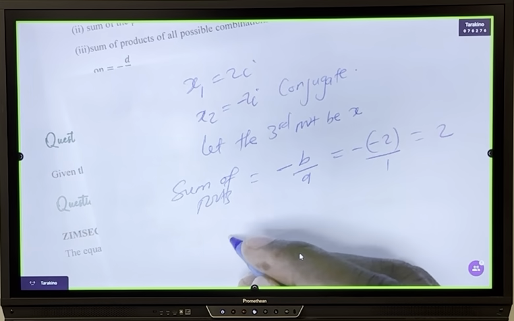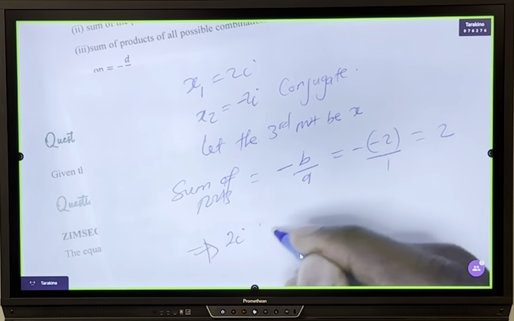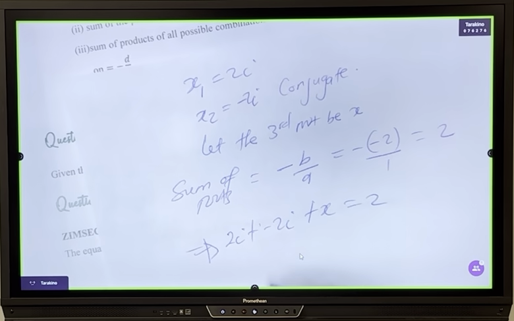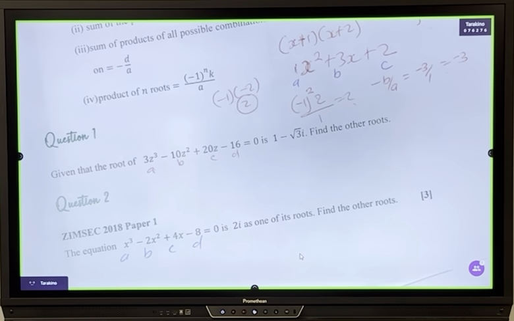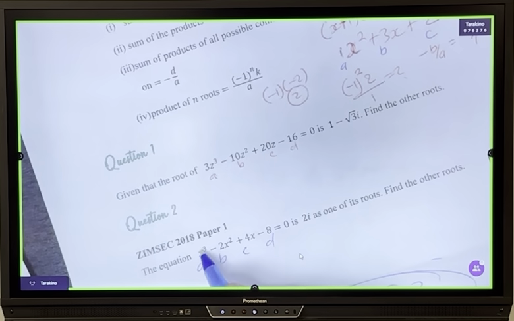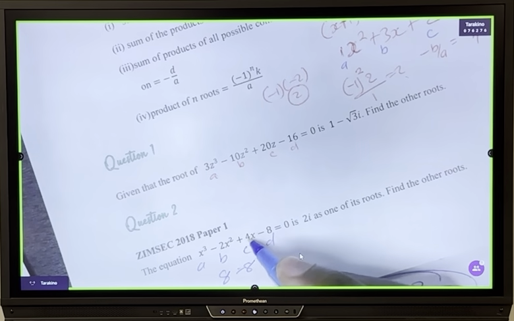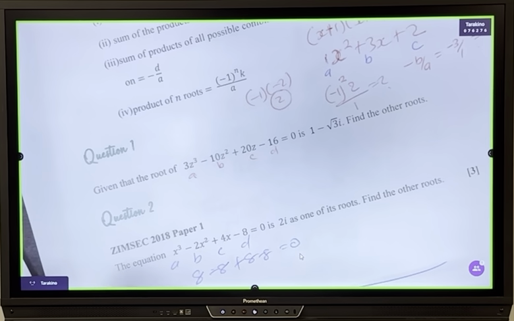So if I add 2i plus minus 2i plus x, I must get 2, and in this case my x is 2. And the good thing is you can also prove it. If you plug in 2, 2 cubed is 8, 2 squared is 4 times 2 is 8, minus 8 plus 4 times 2, that's 8 minus 8, which is just 0. So that's how we can find those roots.